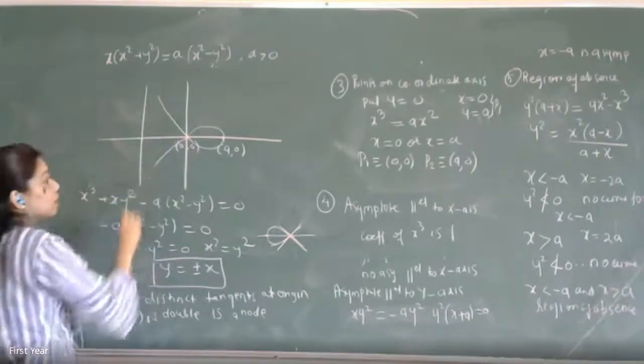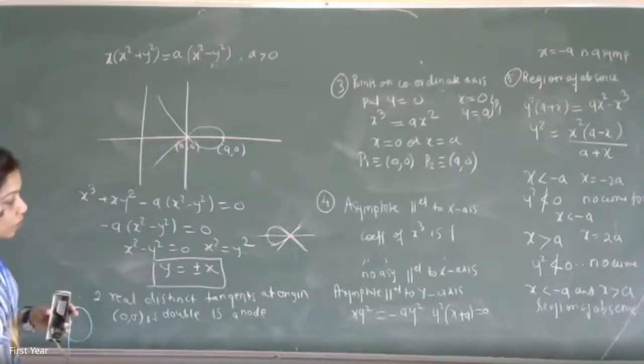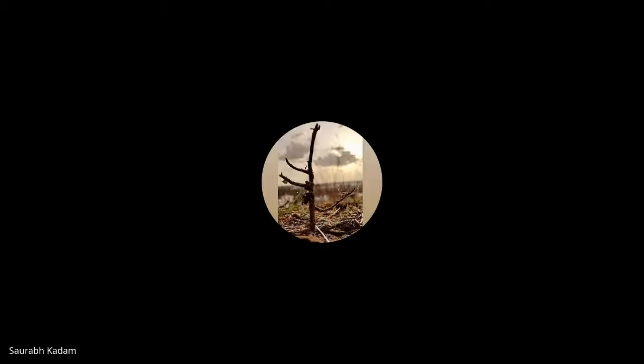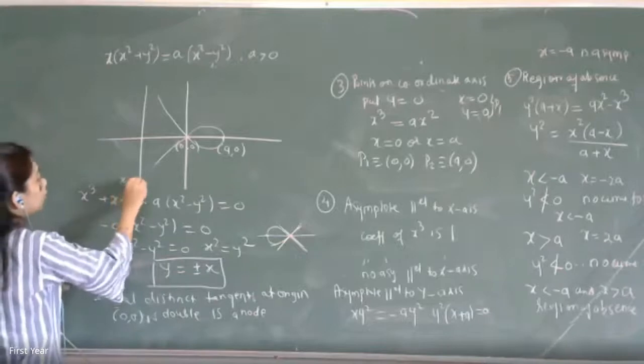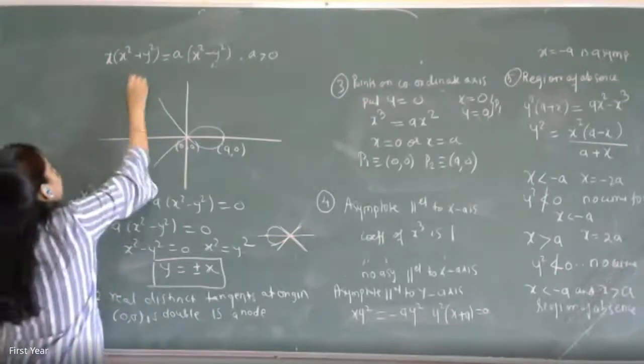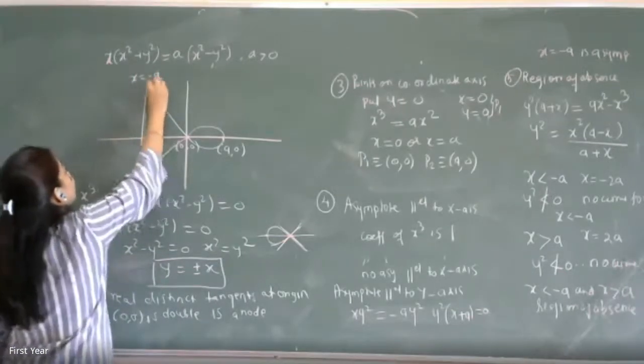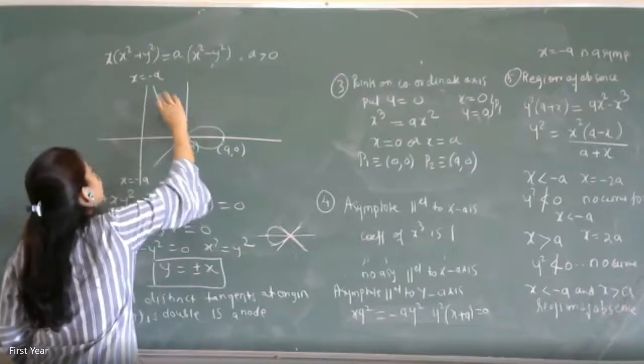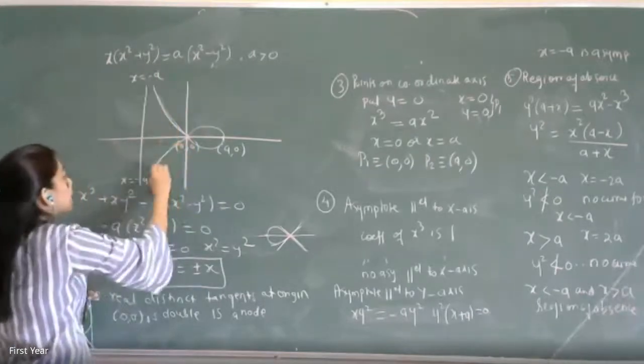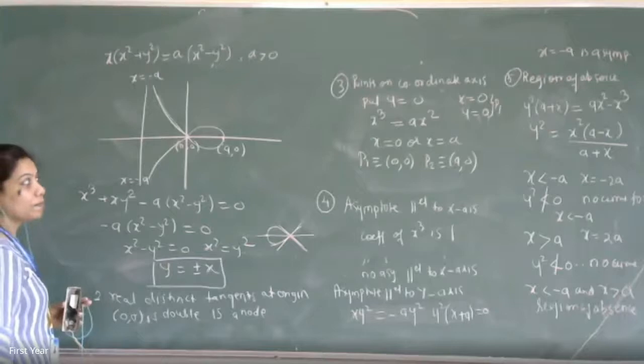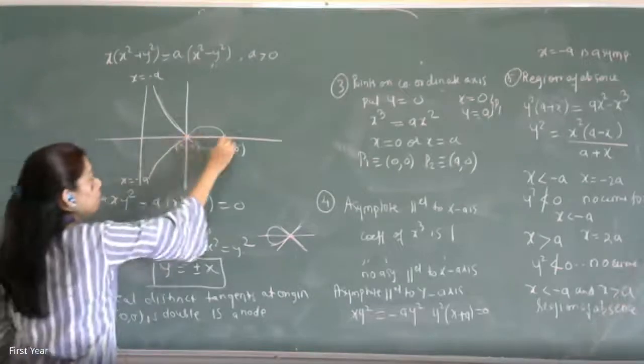What is the asymptote? x is equal to minus a. So asymptote, x is equal to minus a, this line. X is equal to minus a is your asymptote. That means this curve will meet this line at infinity, this side and this side. Isn't it? Yes.